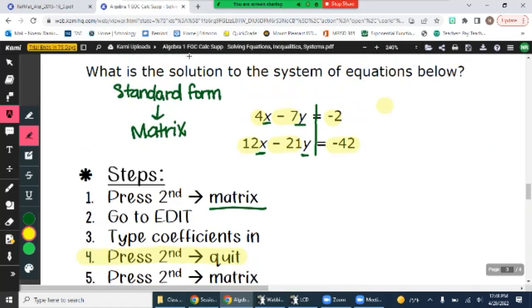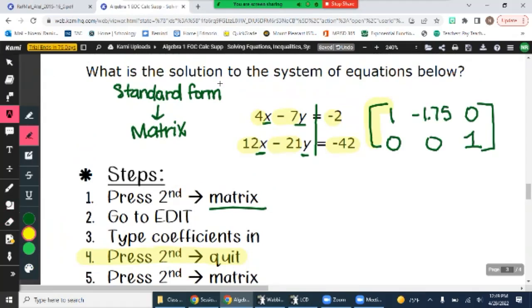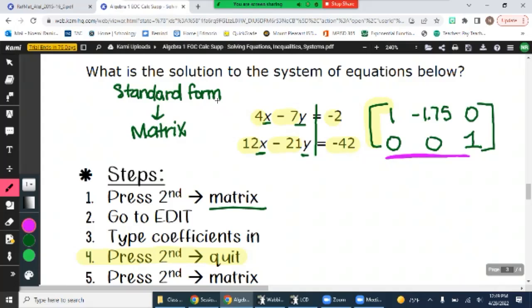So in the top row, you should have gotten 1, negative 1.75, 0, and then 0, 0, 1. So the very first thing you want to do is look at that bottom row before you decide that you're going to keep the ordered pair. If your very bottom row has either a 0, 0, 1 or a 0, 0, 0, it's a special case.